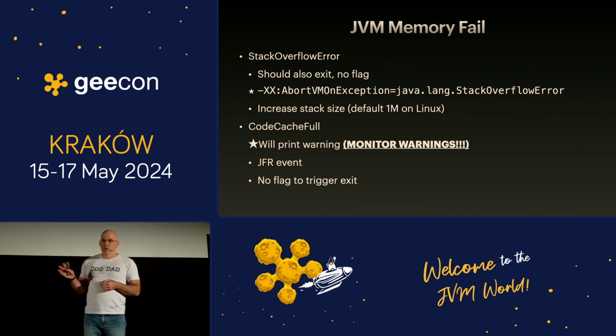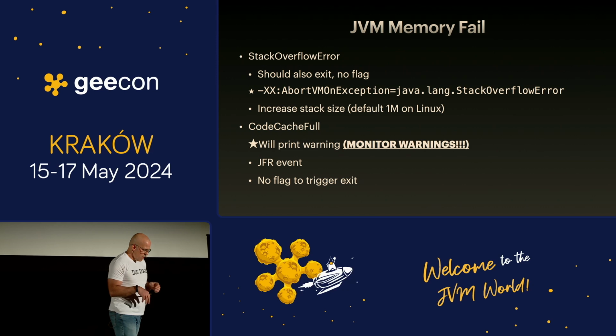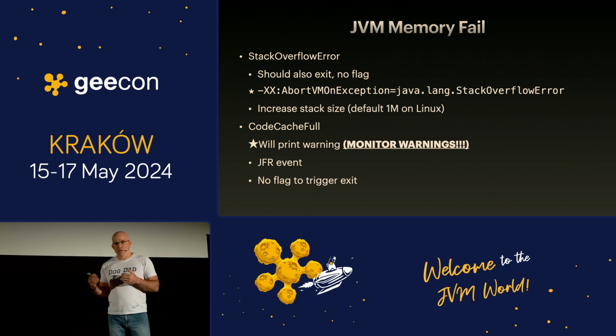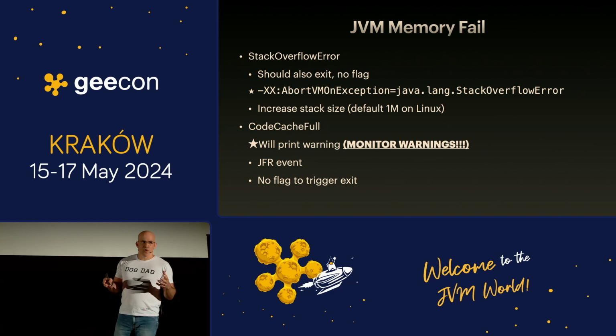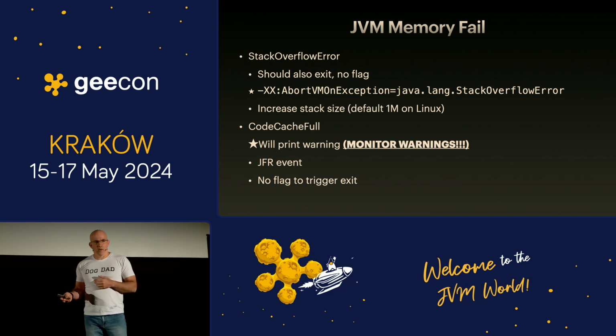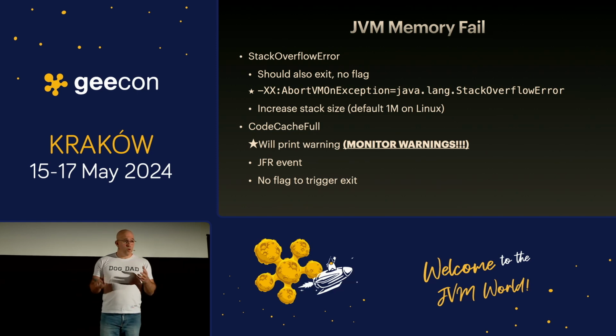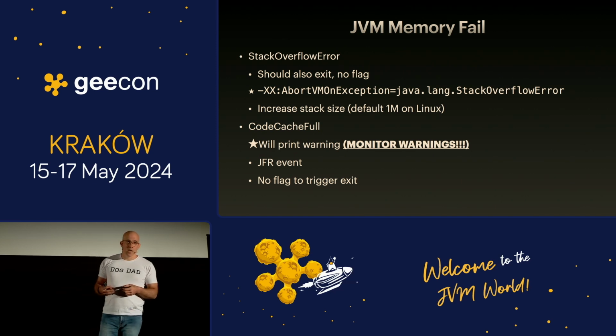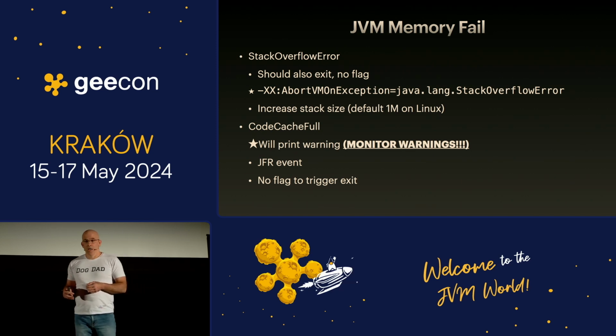Finally, your code cache might get full. This is something we've seen people hit when they upgrade their Java, for example moving from Java 11 to 17. The compilation profile changes a bit, maybe inlining is deeper, and then you end up with more code and you run out of code cache. Now, my opinion is it should kill your JVM, because running in a crippled state where your compiler can't work is probably not what you want. It will print a warning.